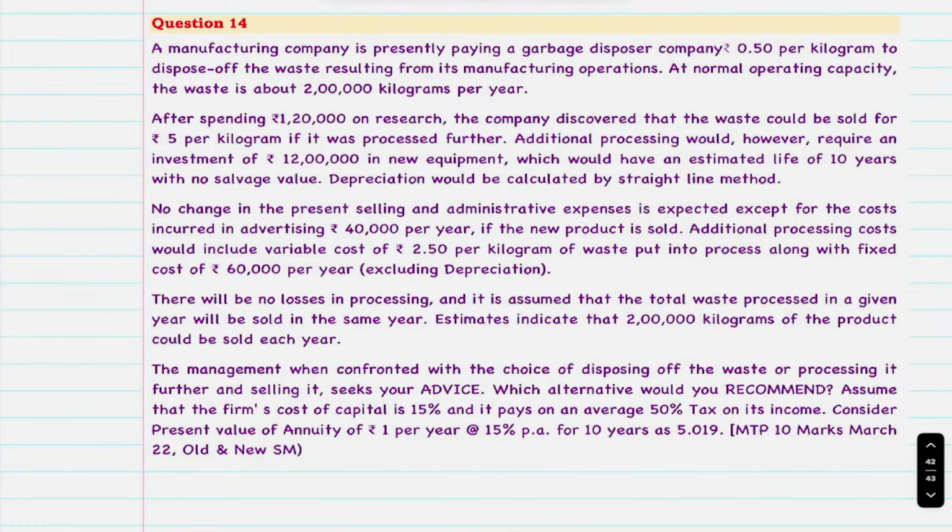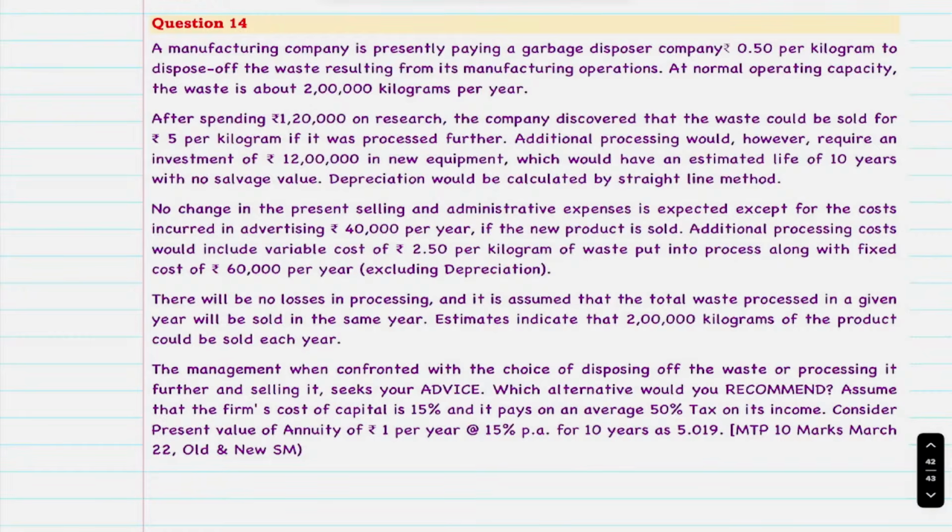No change in present selling and administrative expenses is expected except for the cost incurred in advertisement, rupees 40,000 per year if the new product is sold. Additional processing cost would include variable cost, 0.25 per kilogram of waste put into process along with the fixed cost of 60,000 per year excluding depreciation. There will be no losses in processing and it is assumed that the total waste processed in a given year will be sold in the same year. Estimates indicate that 2 lakh kilograms per product will be sold in each year.